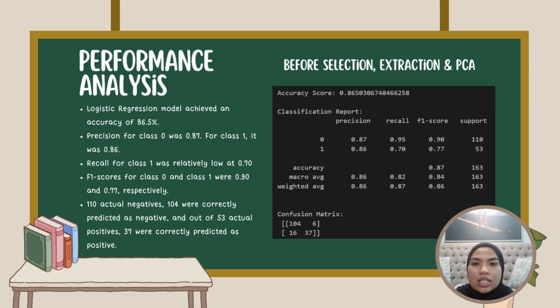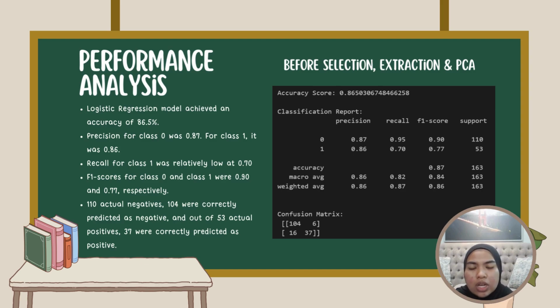Before applying feature selection, extraction techniques and PCA, the logistic regression model achieved an accuracy of 86.5%. The precision for class 0 is 0.87, and for class 1 it's 0.86. However, the recall for class 1 is relatively low at 0.7, indicating that the model missed a fair number of actual positives. The F1 scores for class 0 and class 1 are 0.9 and 0.77 respectively, showing better performance for class 0.